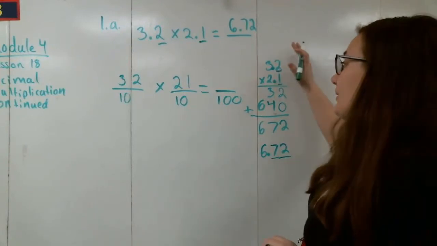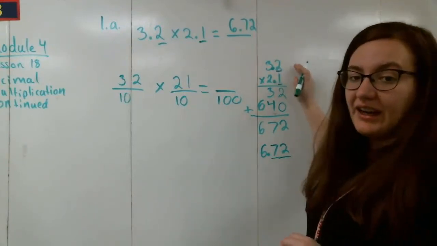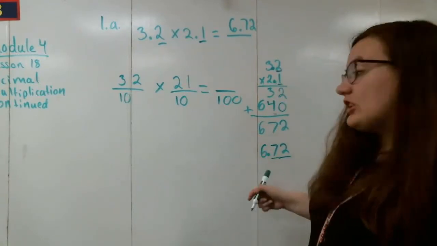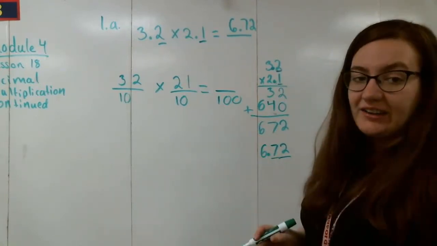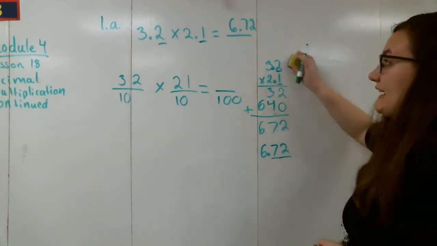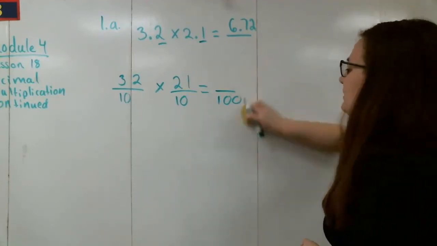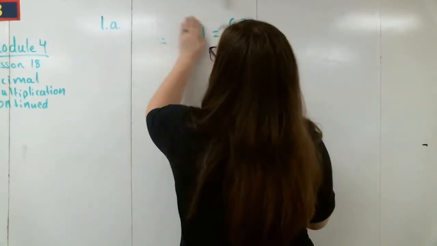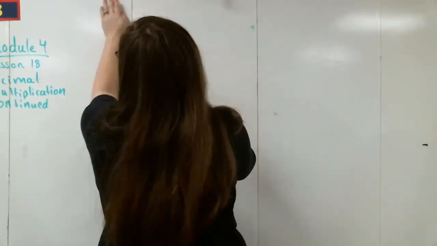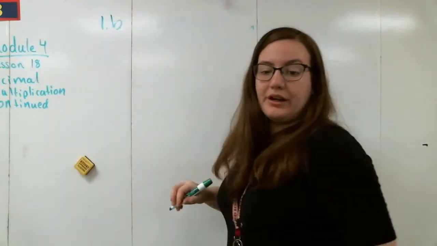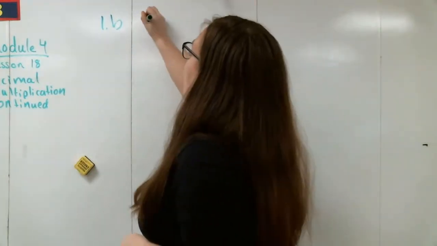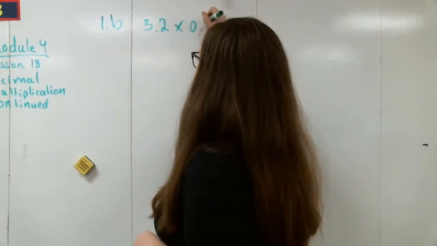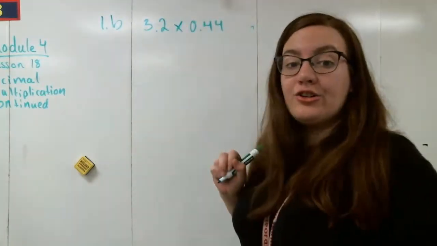So, the standard algorithm and the way that you see it in your Eureka books are pretty much exactly the same. It's just helping you see what place value your answer should be in. So let's try this with the next problem. Our next problem has pretty similar digits. So for 1b, what we're going to do is 3 and 2 tenths times 44 hundredths.